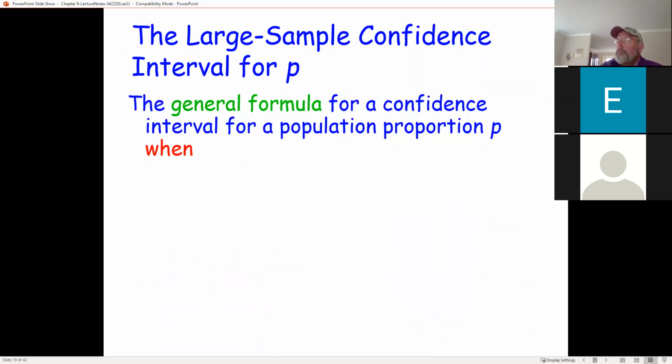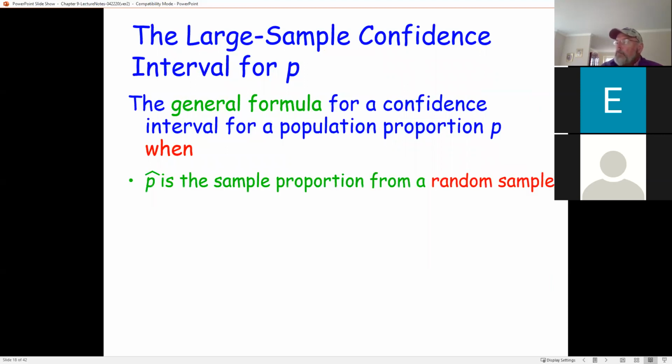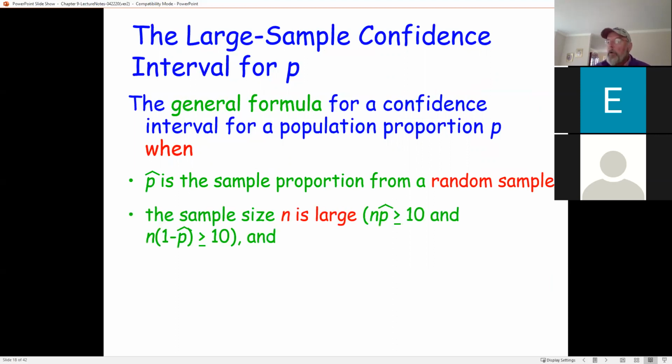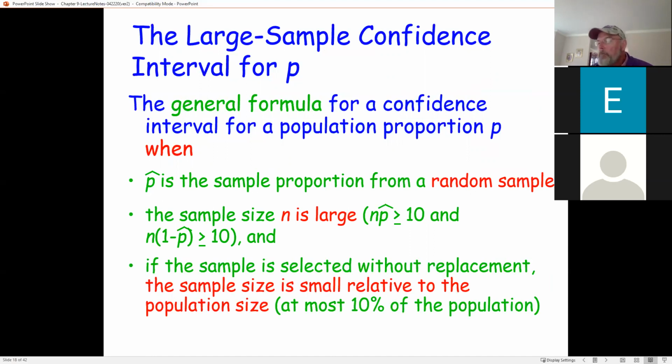Okay, so let's think about a more general formula for the population confidence interval. So p hat has to be coming from a random sample. The sample size has to be large and fit in with these assumptions. And the sample is selected from a large population without replacement.